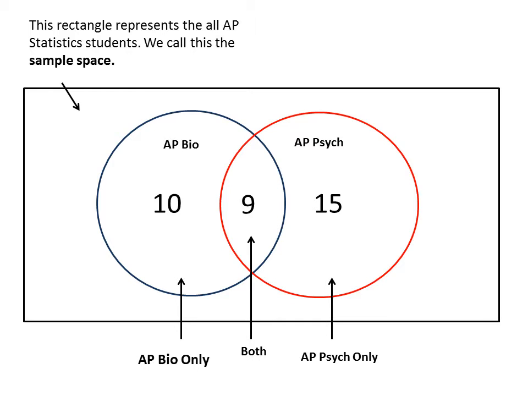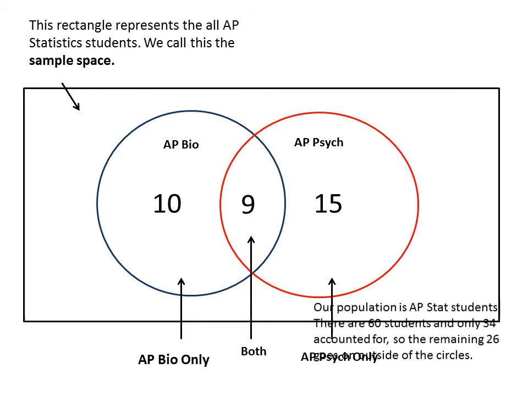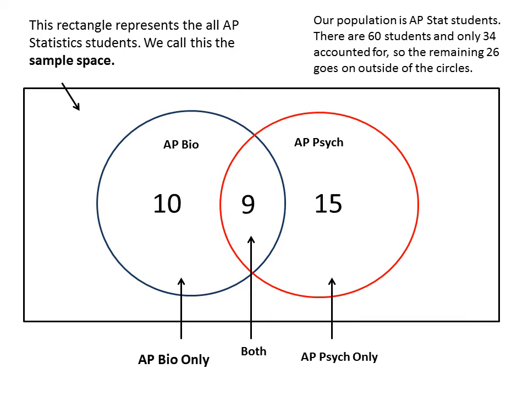That is 9 students. So 10 plus 9 is 19. 19 plus 15 is 34. Since there were 60 students in our population, that leaves 26 unaccounted for. This 26 goes outside of the two circles.